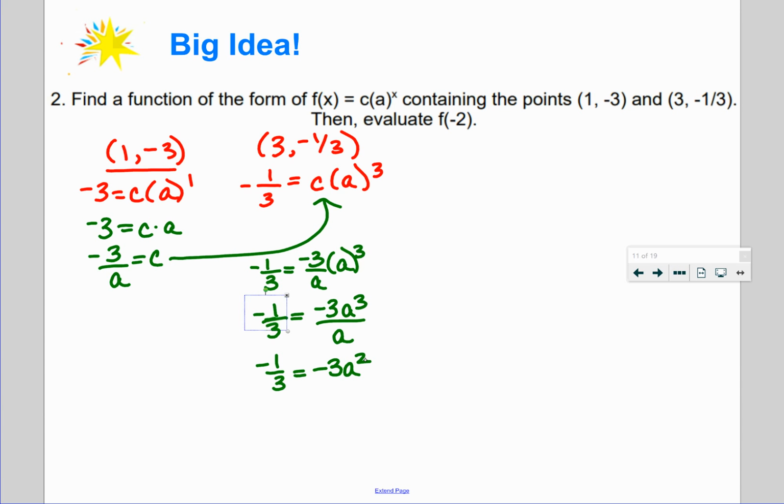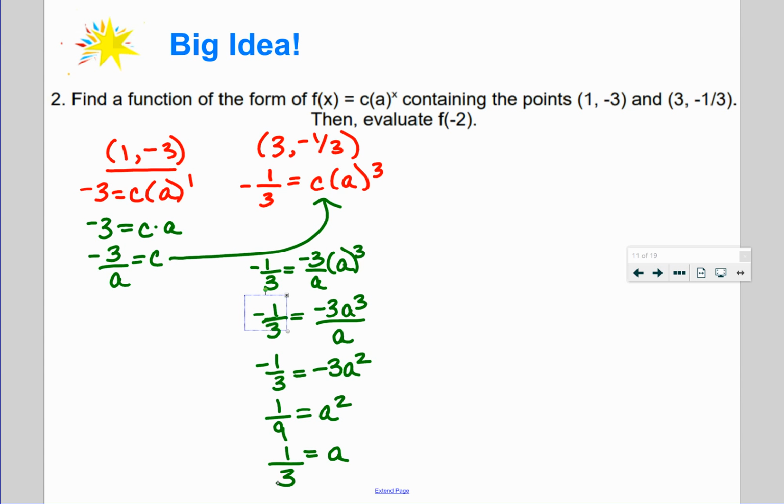How do I solve for a? Divide by -3. It might be easier to think of it as multiplying by -1/3. Multiply by the reciprocal, because dividing by a fraction can get a little messy. So if I multiply by -1/3, I would get 1/9. And then we take the square root. When you have the square root of a fraction, it's just the square root of the numerator, square root of the denominator. So square root of 1 gives me 1. Square root of 9 gives me 3.